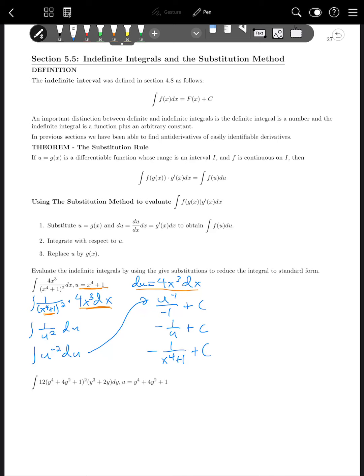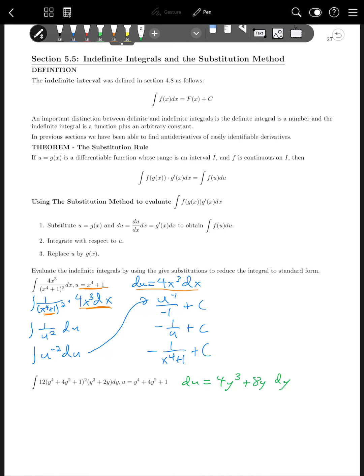Okay, so now let's try another one. If I try the second one here, we have a u they're giving us, so the first thing you want to find is du. So the derivative of u with respect to, in this case, y, would be 4y cubed plus 8y dy.